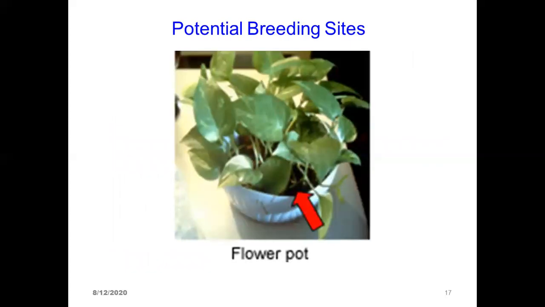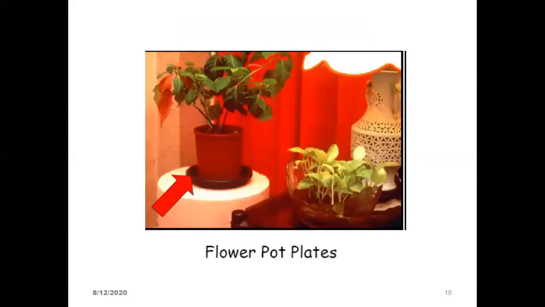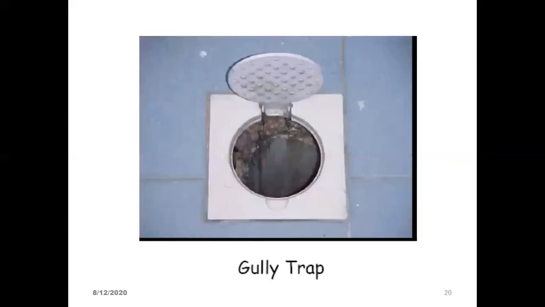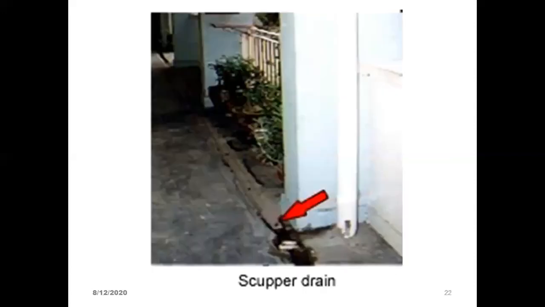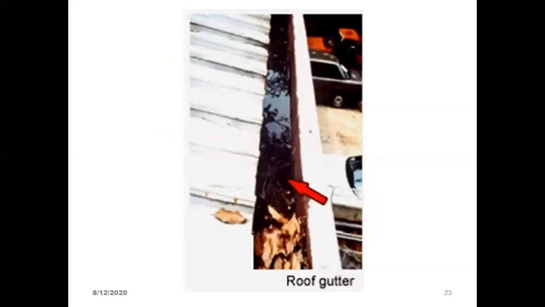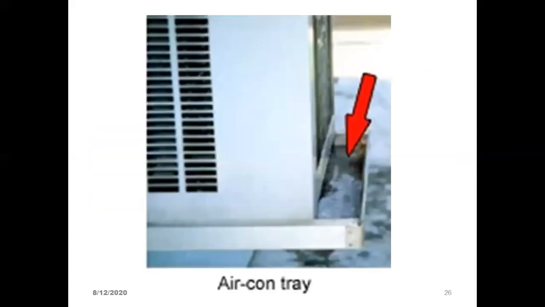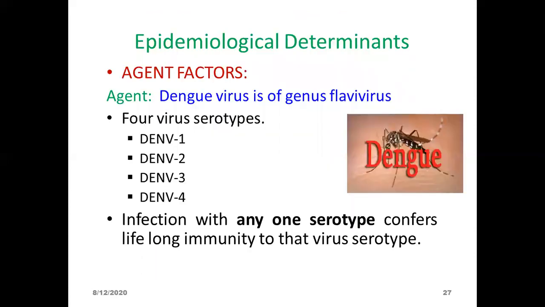So potential breeding sites can be flower pots, flower pot plates, hardened soil of potted plants, toilet tank, roadside drain, scupper drain, roof gutter, tree holes, plant axils, aircon tray.